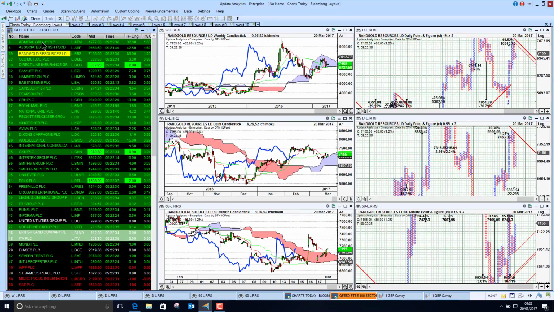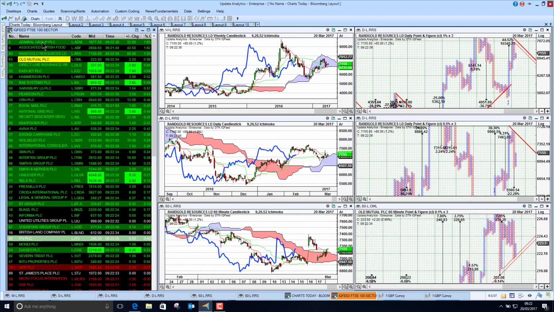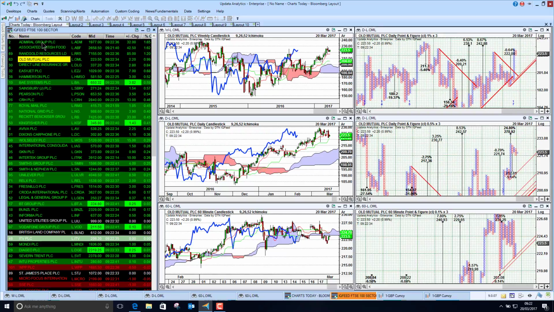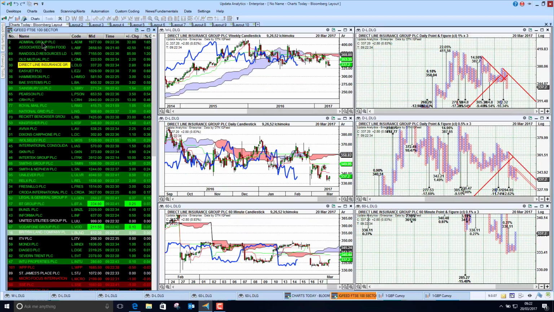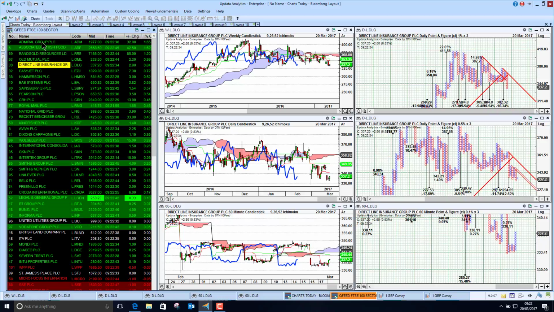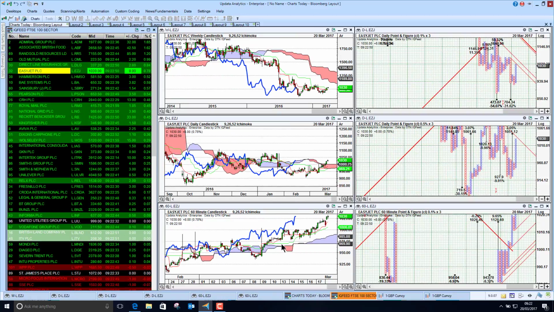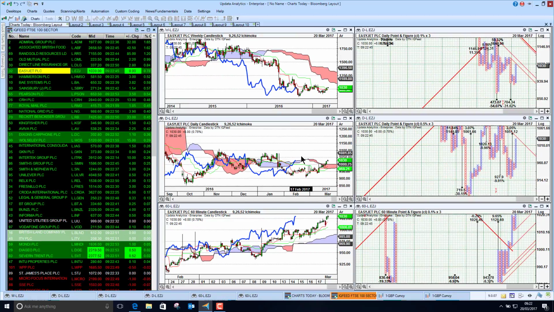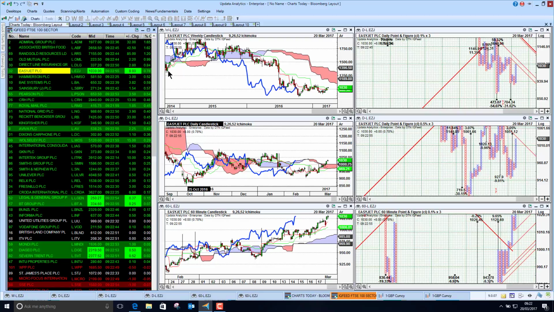Randgold Resources improving quite strongly on that gold price as well. Old Mutual, bullish on all three time frames. Direct Line, not so good on the short and medium and long term charts there. So although it's up, the trend is down. And just taking a look at EasyJet, just coming back into recovery mode in the medium term, but the long term chart's still quite worrying.